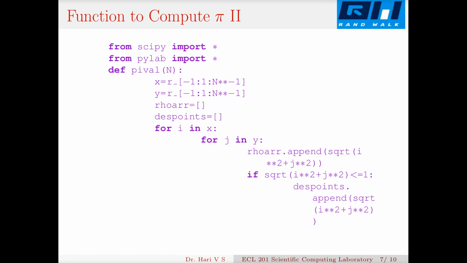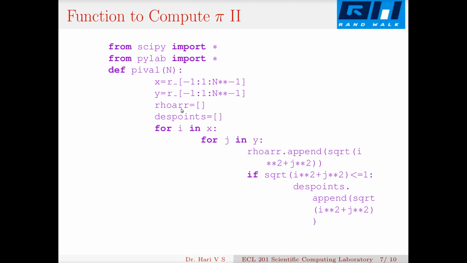So I write a function to compute pi. So here I write from scipy import star, from pylab import star, some plotting modules are needed. Def pi val n. So I define a grid, x and y grid, this as -1 to 1 by n. N is some integer, so it is -1 to 1 with the increment of 1 by n. Here I put n star star -1. This is a power of -1. It is 1 by n. It's a convenient way of writing 1 by n. Y is similarly -1 to 1 with increment 1 by n.